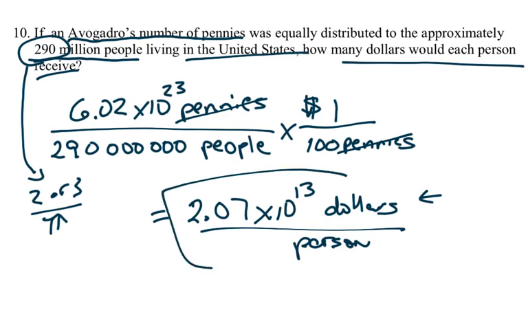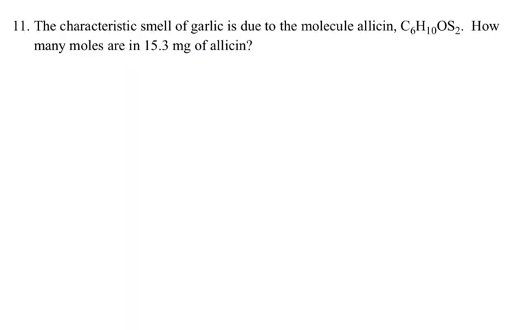It's huge, okay? If you did it as 2 sig figs, it'd be 2.1 times 10 to the 13th. You would round it up, so it'd be 2.1. Either one would be okay. All right, now we're going to move into some mole island kind of problems, okay?